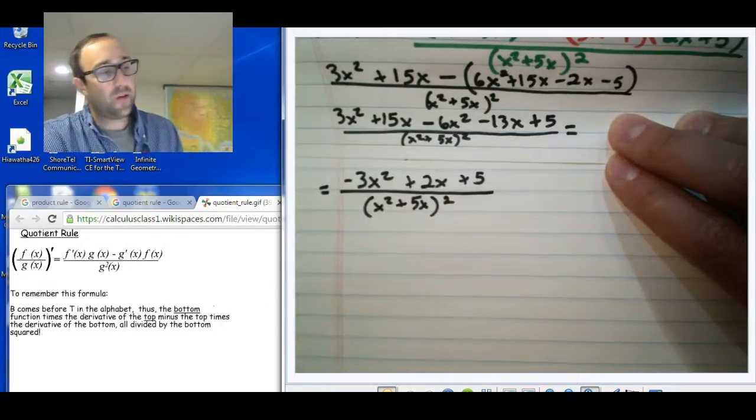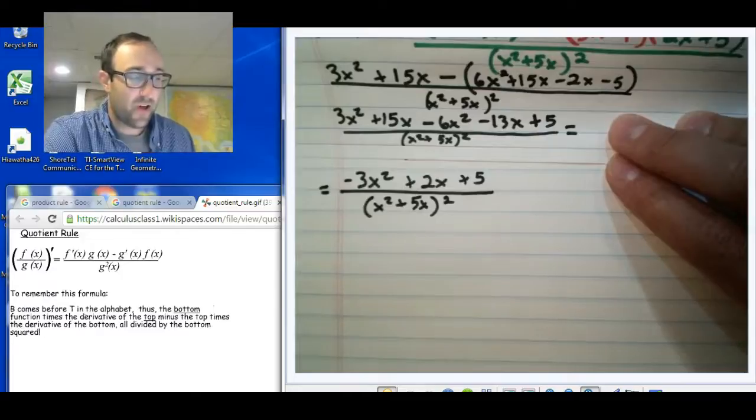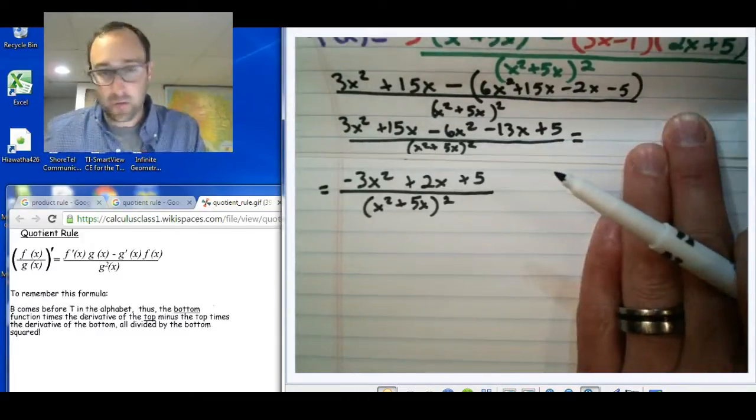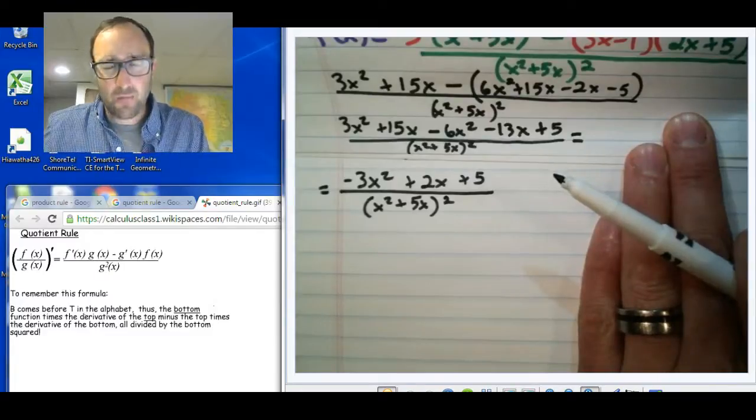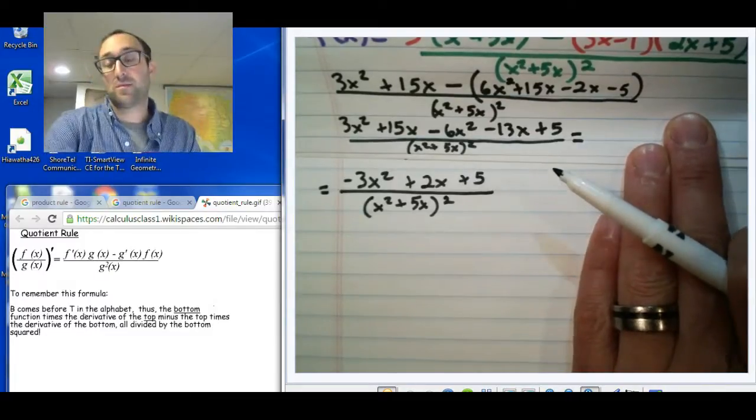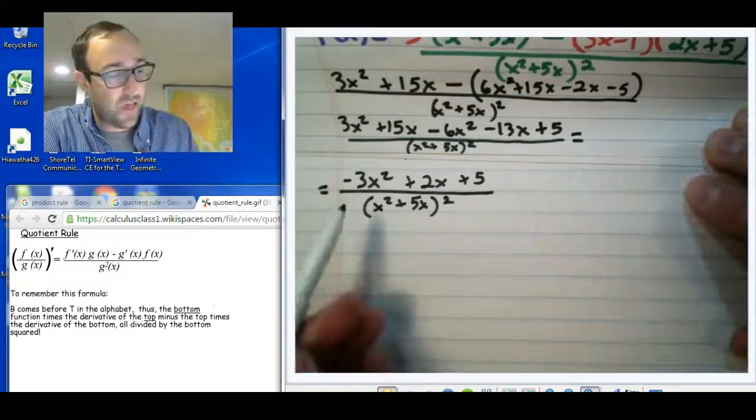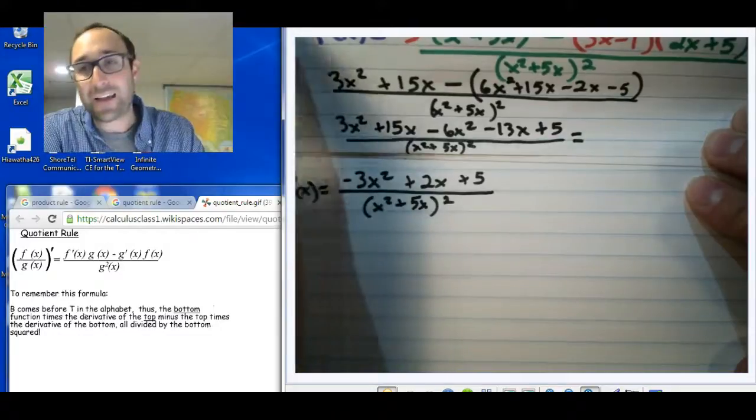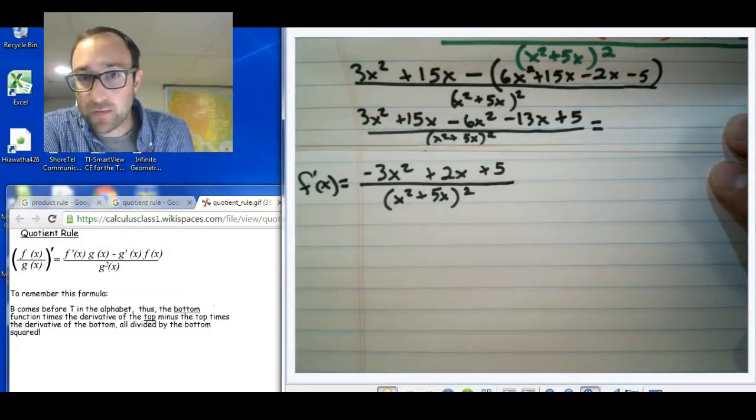Alright, now can we factor all this? What numbers multiply to 5 and add to 2, and then with the 3, let's see if we can factor this out. Let me go to my mind palace here for just a second. Alright, and no, we can't factor it, so that's going to be it. So that is our answer for f prime of x. See it? There you go.